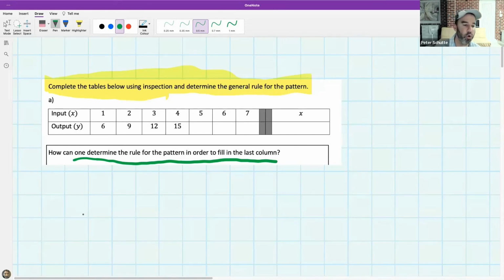What's missing? The rule is missing. Yes, the rule is missing. Okay, but before we go looking for the rule, can we use something we learned last time to help us fill out the blocks here? I want you guys in the chat to fill out these missing blocks here.